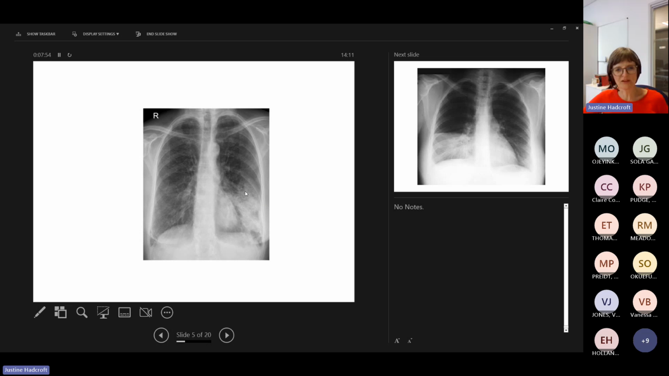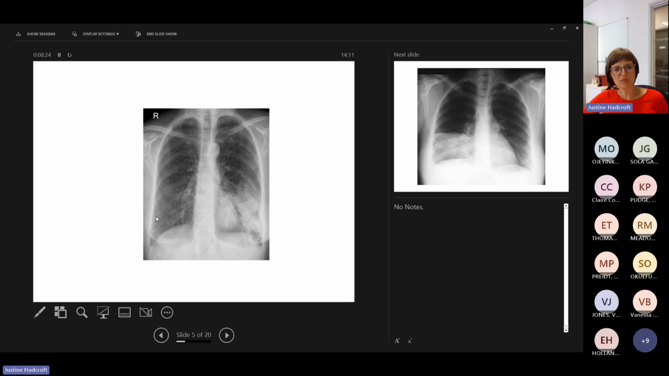But on this left-hand side, you can see this opacity here that's not there on the right. So this is a little bit of dense, probably consolidation at that left base. It's probably a left lower lobe pneumonia. So if somebody's got crackles and a dull percussion note at that left base, you wouldn't be surprised to see this chest X-ray.